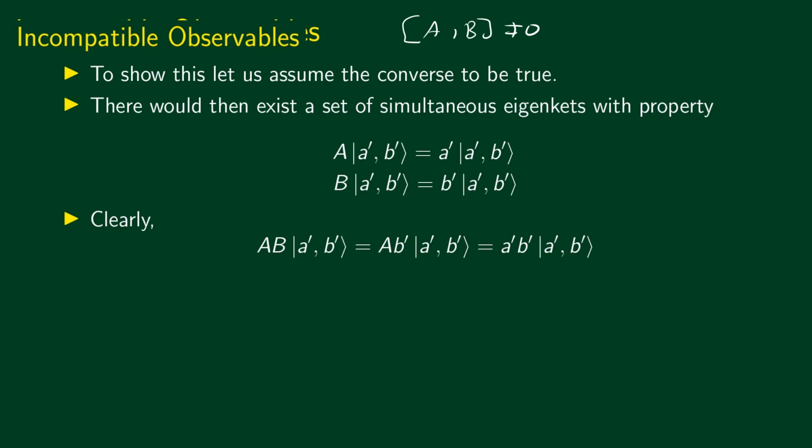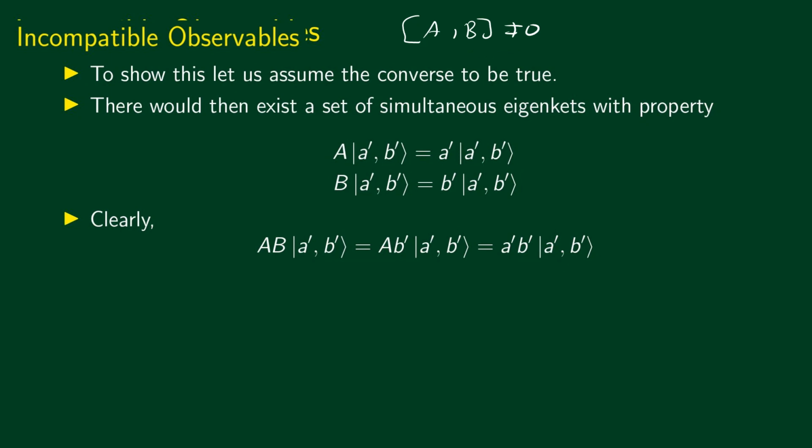eigenkets. Now, one way to prove this is to assume the converse to be true. So we'll assume that if these observables are non-commuting, then they actually have a complete set of simultaneous eigenkets. We'll assume this, and then it will lead to a contradiction, which means that our assumption is wrong. That's how we are going to prove this. So let's assume that there exists a complete set of simultaneous eigenkets for these observables A and B, and A and B do not commute.